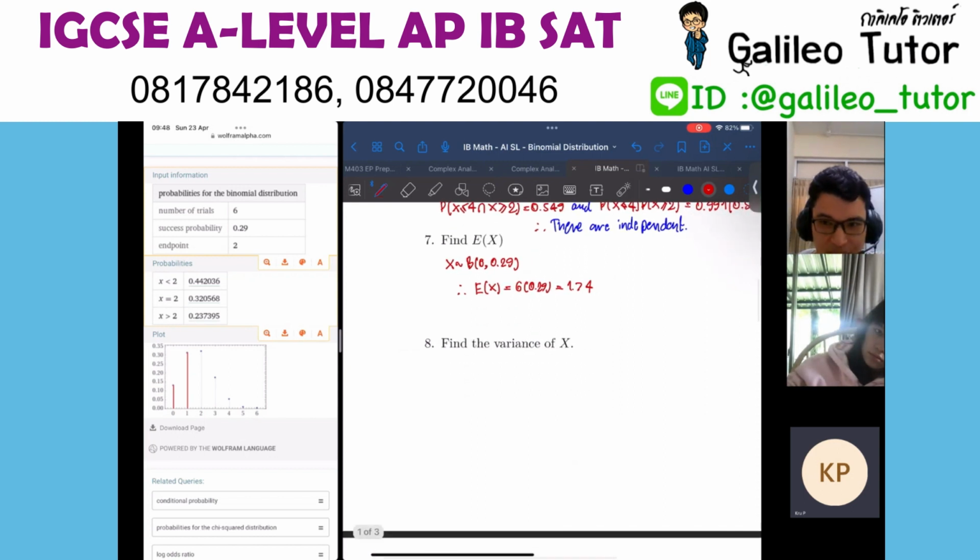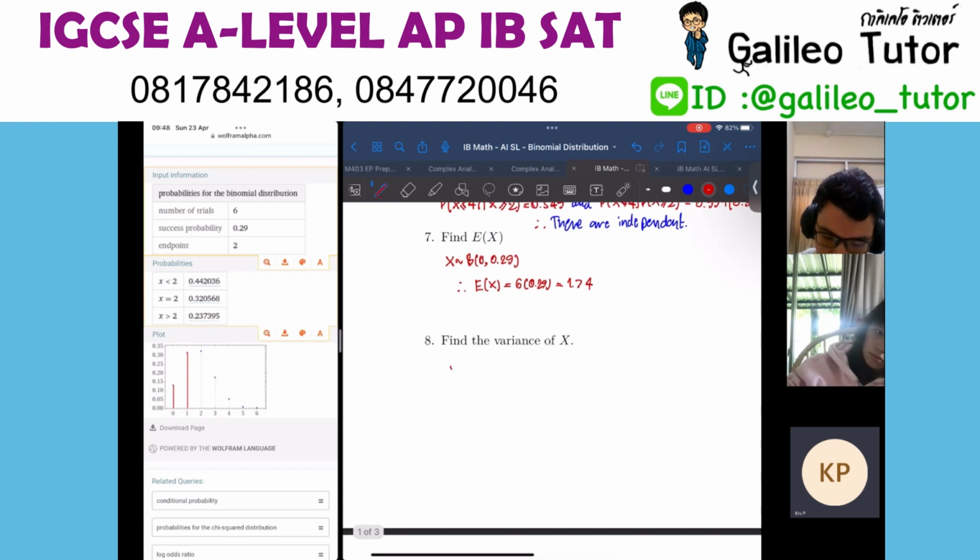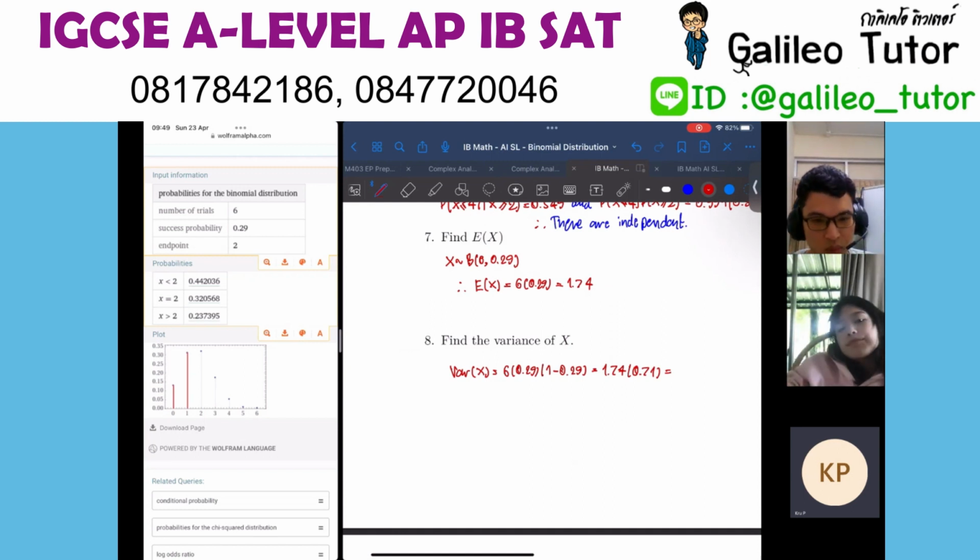Next is variance. So how do we find the variance? It's going to be the number of trials times the success probability times the failure probability, right? Okay, so it's going to be 1.74 times 0.71. Calculate. Okay, what is that number? It's going to be 1.235.